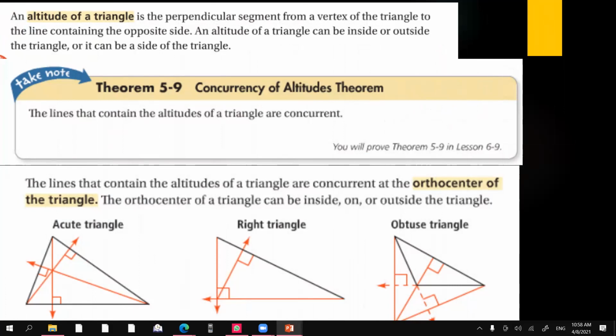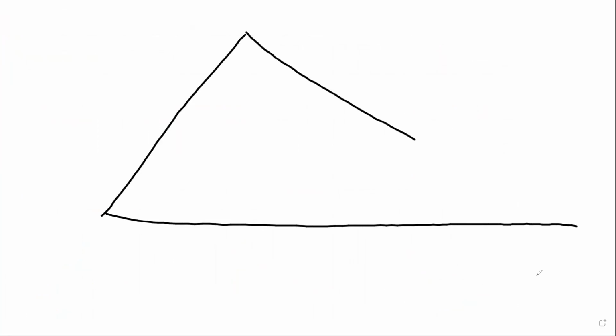As an example, if this is my triangle here, if I want to draw the median, I told you, where's the midpoint? This is the midpoint.